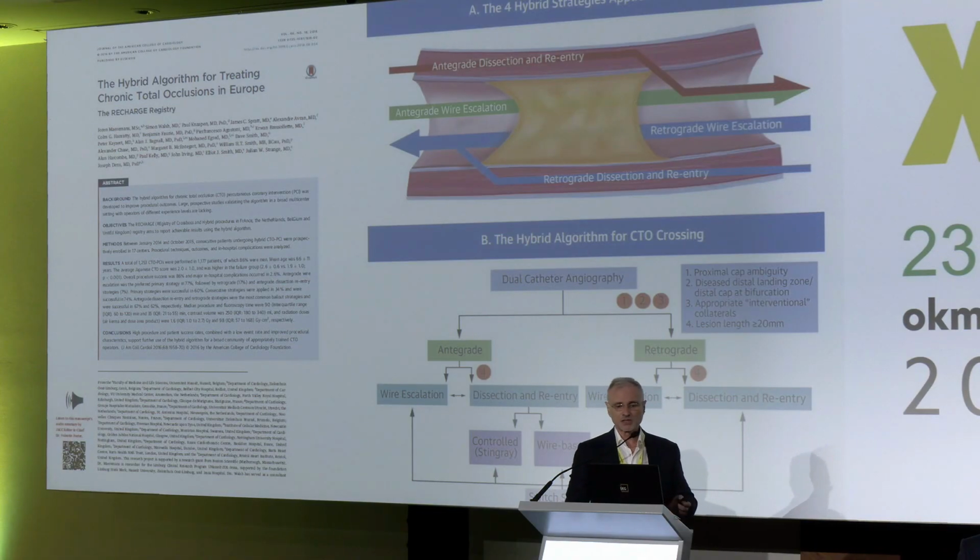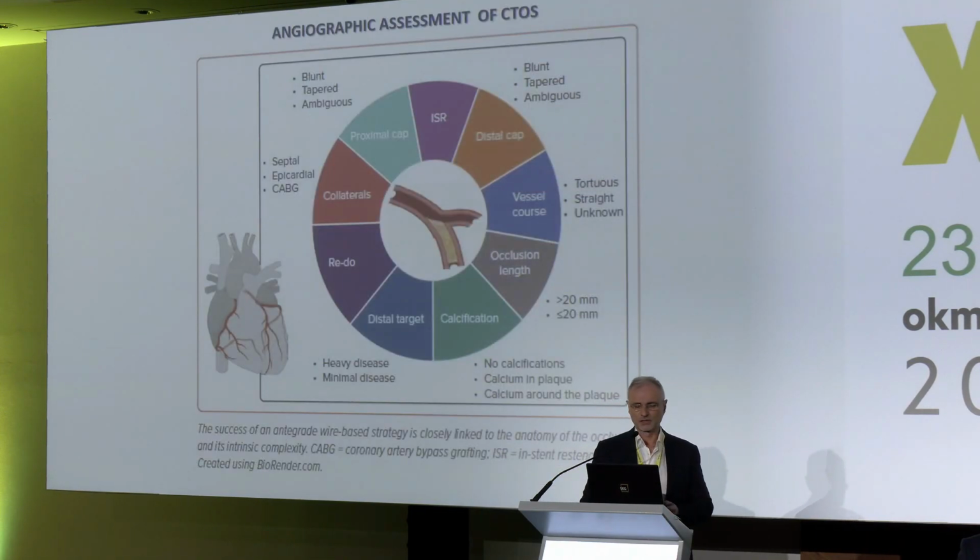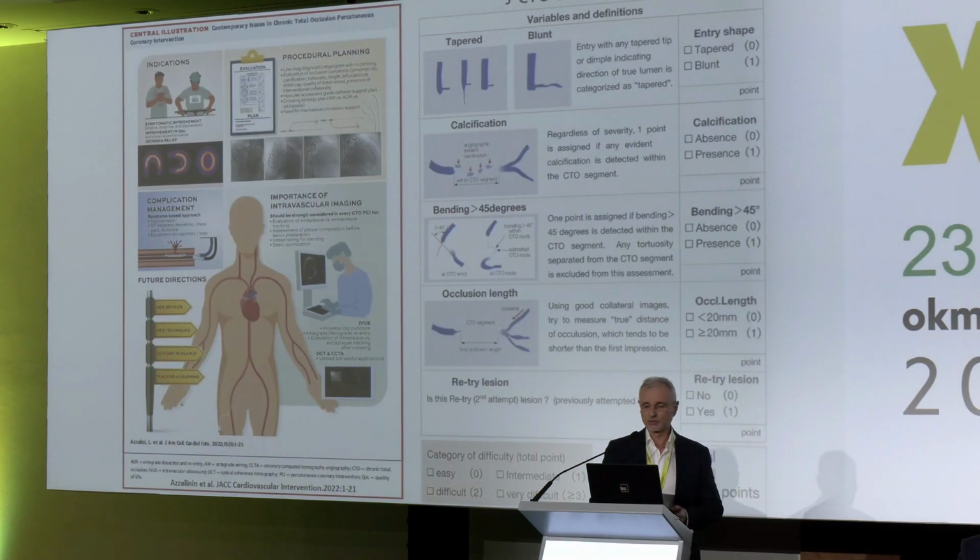And the same thing you see here in a later presentation with the modification of the hybrid algorithm. I'm going to go to that. So there are all of these things that you have to evaluate when you're doing a CTO. Okay, you have to see the distal cap, you have to see the proximal cap, if it's in-stent stenosis, the vessel course, the length, the calcification, the redo, and the collaterals. And that's what I was referring to. Do you have great collaterals? It might be safer to do a retrograde, but I'm going to come to that.